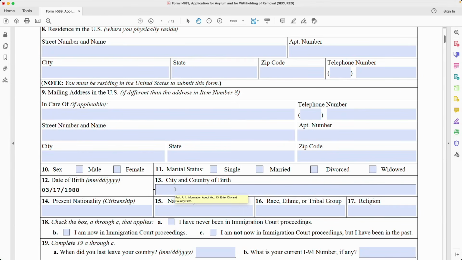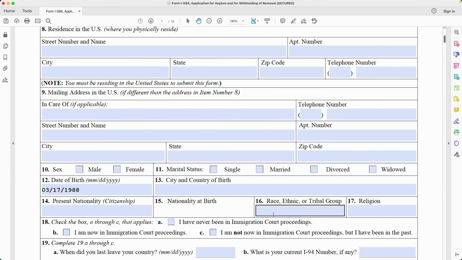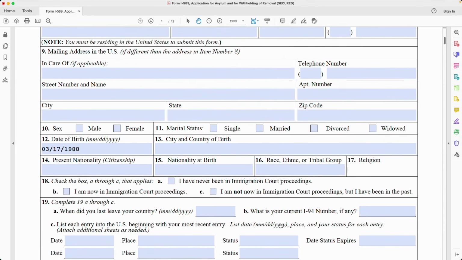Write your city and country of birth in question 13. Question 14 asks for your current nationality or citizenship. Question 15 asks for your nationality at birth. For question 16, write your race, ethnic, or tribal group. In question 17, write your religion if you have one.